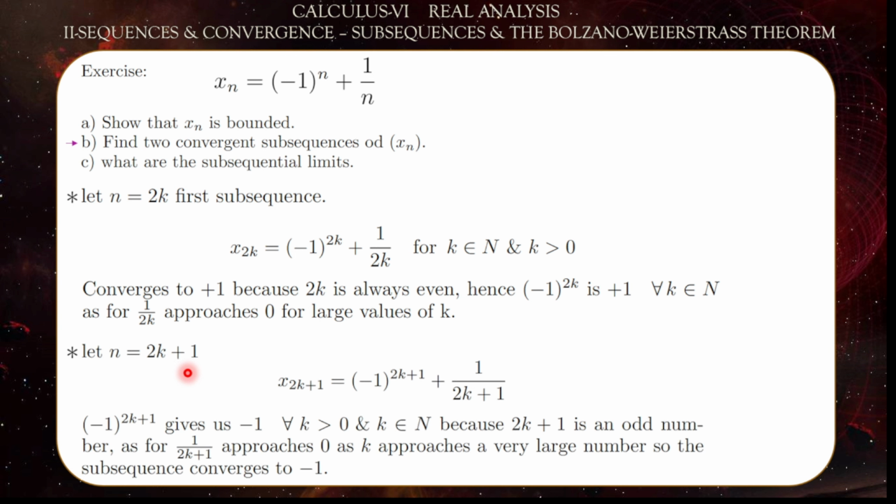Let n equal 2k plus 1, that would be the second subsequence. x_{2k+1} is equal to (-1)^(2k+1) + 1/(2k+1). (-1) to the power of 2k plus 1 always gives us minus 1, because it is an odd power of a negative number: 2k itself is even, you add to it plus 1, it becomes odd. So it gives us minus 1 for all values of k strictly greater than 0 and k within N. 2k plus 1 is an odd number. As for 1/(2k+1), it approaches 0 as k approaches a very large number, so the subsequence converges to minus 1.